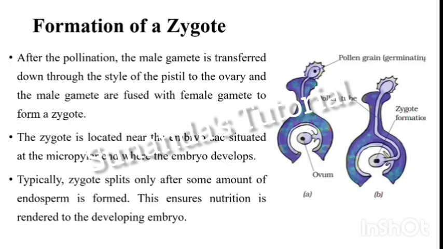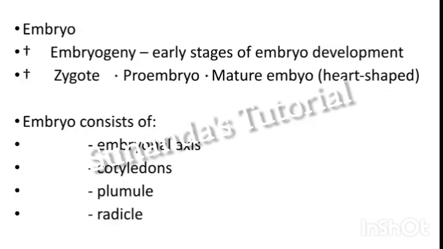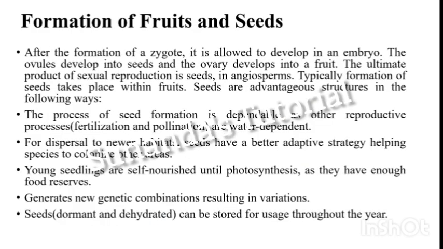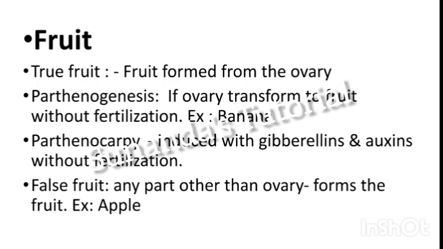Next, formation of the zygote. The fusion of male gamete and female gamete leads to the formation of the zygote. Then from the zygote, the embryo is formed. Then the whole ovule is converted into seed, and the whole ovary is converted into fruit. So it is about fruit.